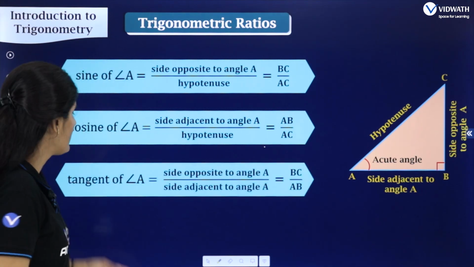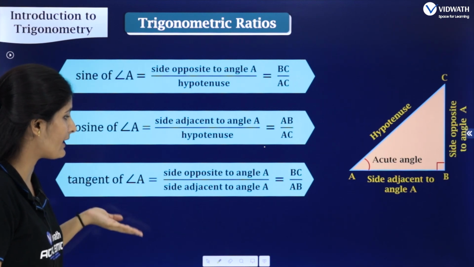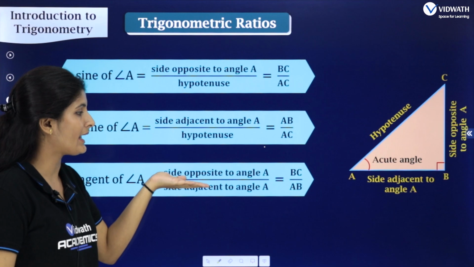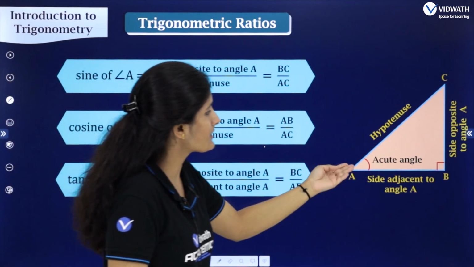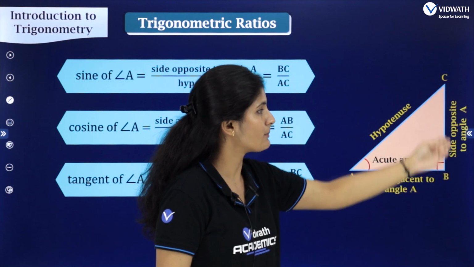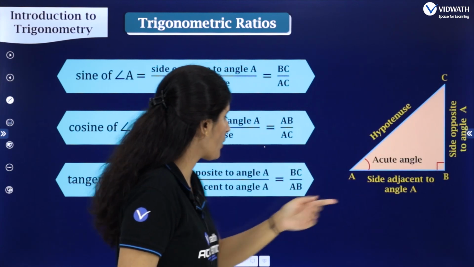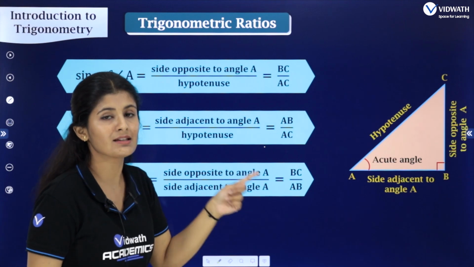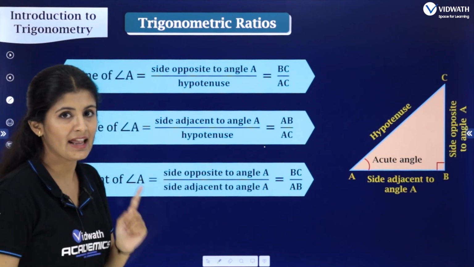Similarly, we define the tangent of angle A, which is a ratio given to us by the side opposite to angle A divided by the side adjacent to angle A. Here the side opposite to angle A is BC and the side adjacent to angle A is AB. So, BC by AB is the ratio that gives us the tangent of angle A.